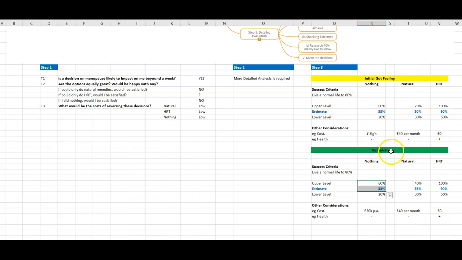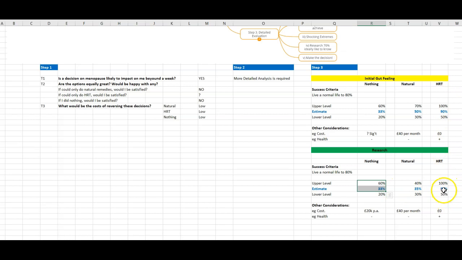Then we're going to get into the research and use the support from the blog to talk you through that and how to do that best. Once you've done that research, go through this process again to evaluate what the best position is. Cutting a long story short, natural remedies don't look as positive with the research, so that's only a slight improvement. HRT is still looking good.